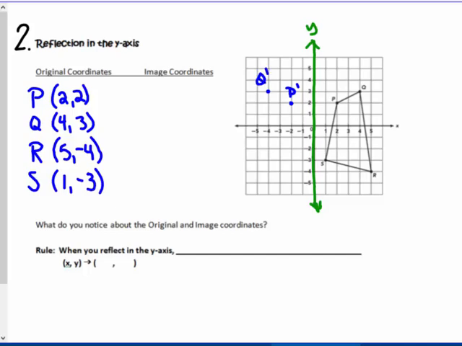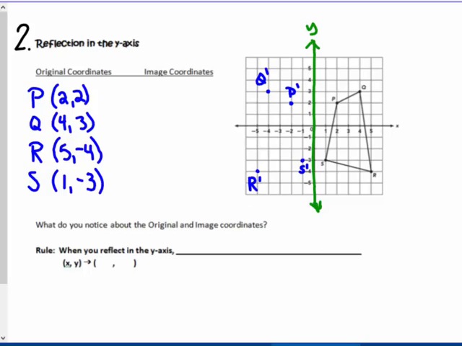S is 1 away from the line of reflection, the y-axis. S's image becomes 1 unit away, and R, which is 5 units away, swings over here 5 units away on the same y value, but the x value is now its opposite. That's R, the image of R.